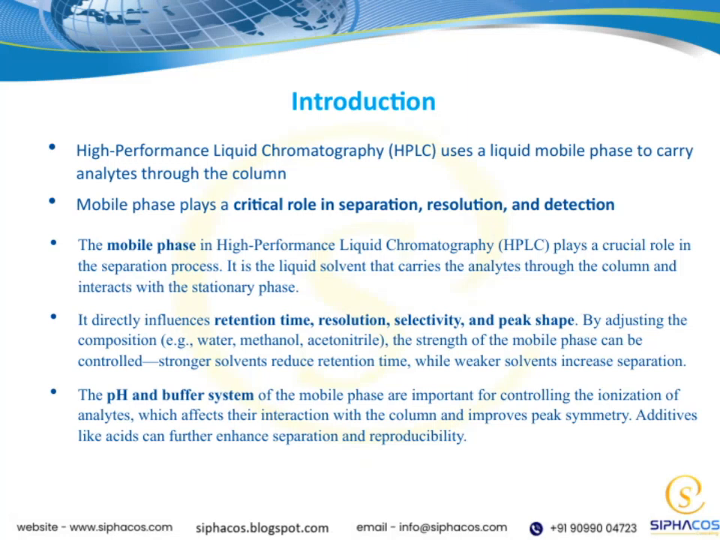The mobile phase in high-performance liquid chromatography, or HPLC, is really central to how the separation works. Think of it as the liquid solvent that carries the analytes through the column. It interacts with the stationary phase, which helps separate the different components. The properties of the mobile phase directly affect key aspects like retention time, resolution, and how well we can distinguish between compounds, what we call selectivity, as well as the shape of the peaks we see in our chromatogram.